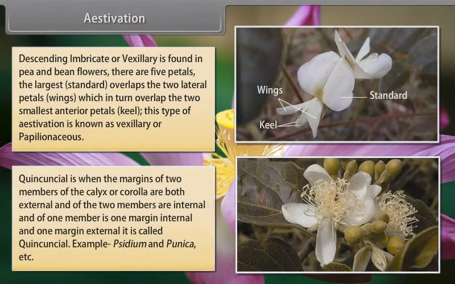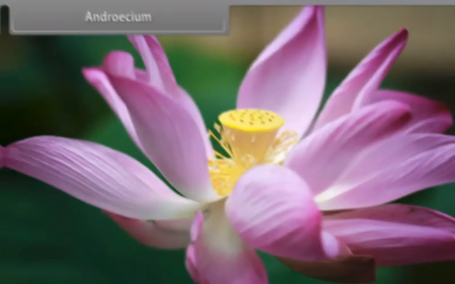Quincuncial is when the margins of 2 members of the calyx or corolla are both external, 2 members are both internal, and of one member one margin is internal and one margin external. Then it is called quincuncial. Example, Psidium and Punica, etc. Androecium.